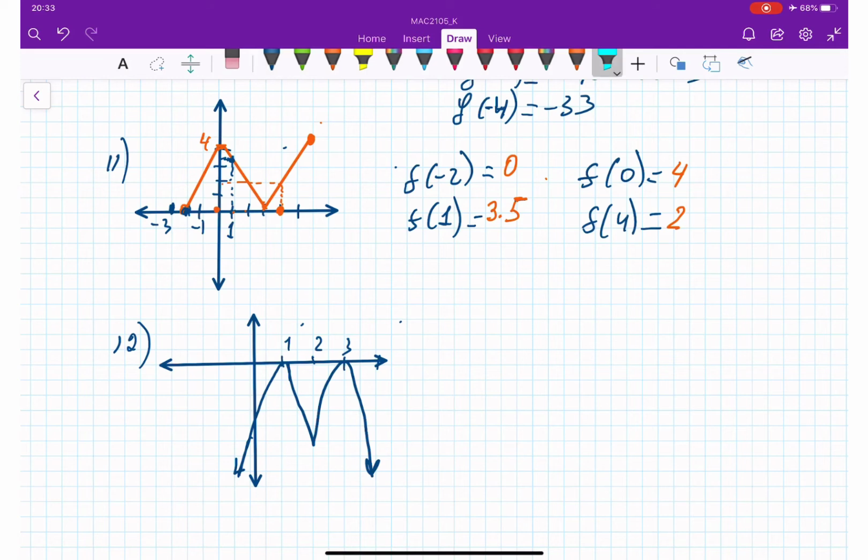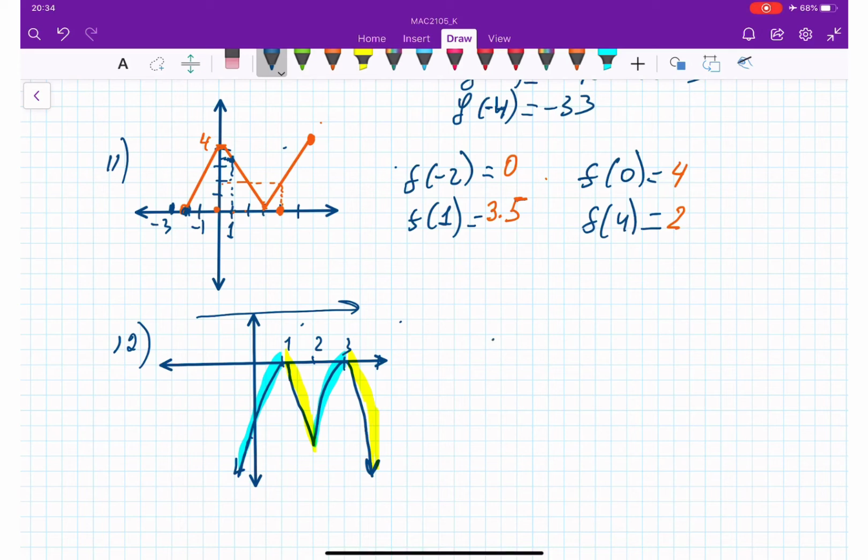Okay, let's go. Since numbers are moving from left to right, right? So we are going to look from left to right. So looking from left to right, we can say till point 1, it's going to increase, right? And then from 2 to 3, it's increasing. And then from 1 to 2 interval, it's decreasing. And from 3 to infinity, it's decreasing. So let's write down.